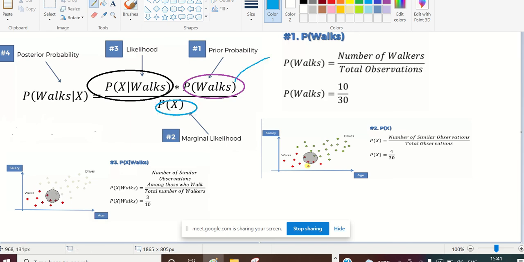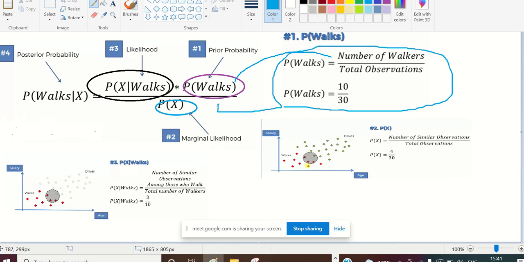So P of walks is the number of walkers divided by total observations. So how many walkers are there? How many dots? Total dots, total people. So out of the total data, how many will walk, that will give you P of walks. So we got this one.